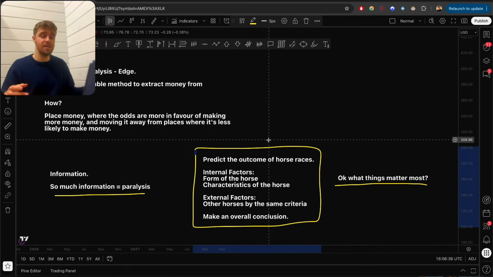So we'd probably start with internal factors. So things like the form of the horse, maybe the characteristics of the horse, like the height or the length of the legs or the age or how it responds to different types of grass or whatever.